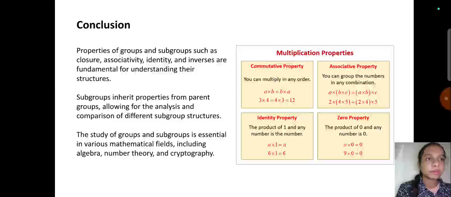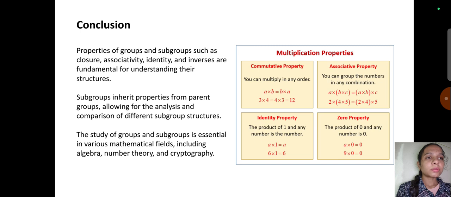And the multiplication properties, there are four. First one commutative property, second one associative property, third one identity property, and fourth one zero property. And first one, commutative property, we are going to speak about this property. You can multiply in any order by the commutative property. That is, for example, a × b = b × a, and in numbers we can see that 3 × 4 = 4 × 3. You obviously know that 4 × 3 equals 12.